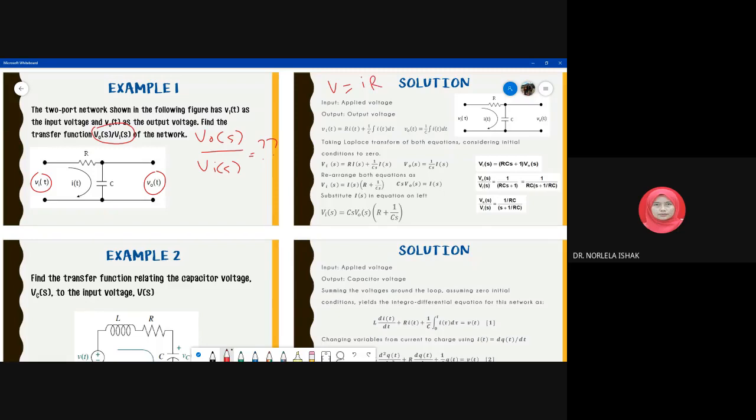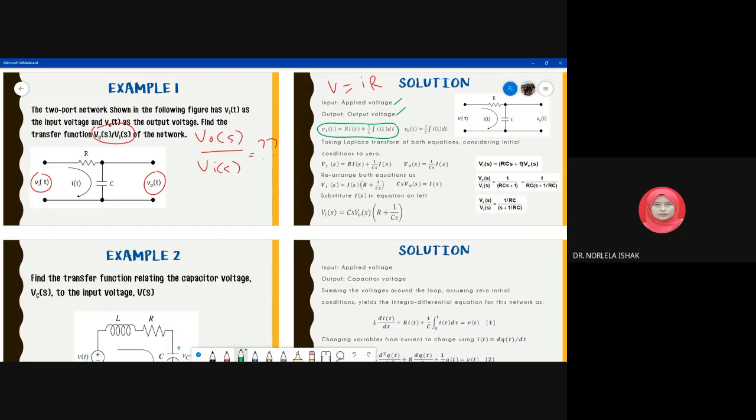From the next slide, I list down the input. Input is our applied voltage. Output is our output voltage. First you have to derive the total voltage for that circuit.